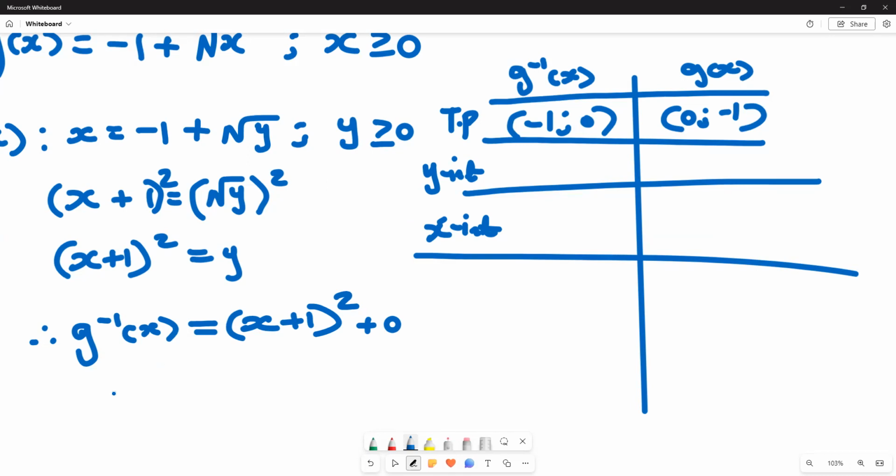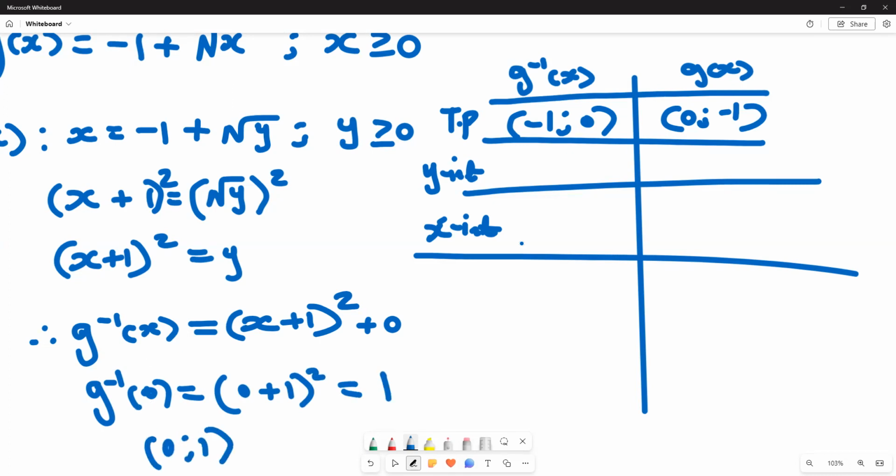Okay, then remember for the y-intercept, we make x 0. So we're looking for the answer, which is 1. So when x is 0, the y value is 1 for the inverse. So here, when x is 0, y is 1, which means your y-intercept becomes your x, because when you flip, this is what happens. So (1, 0).